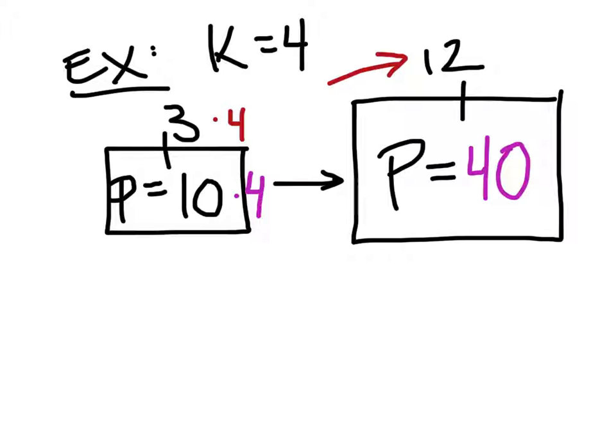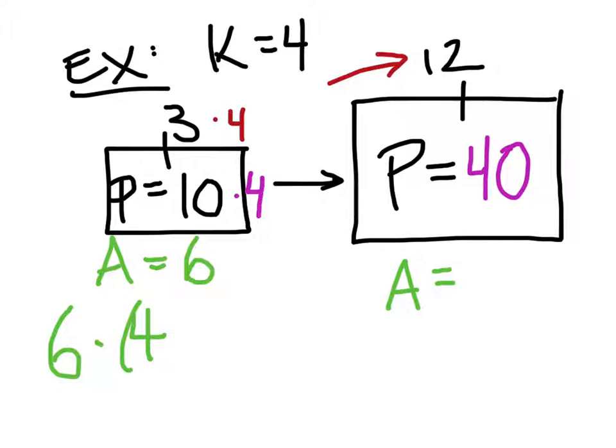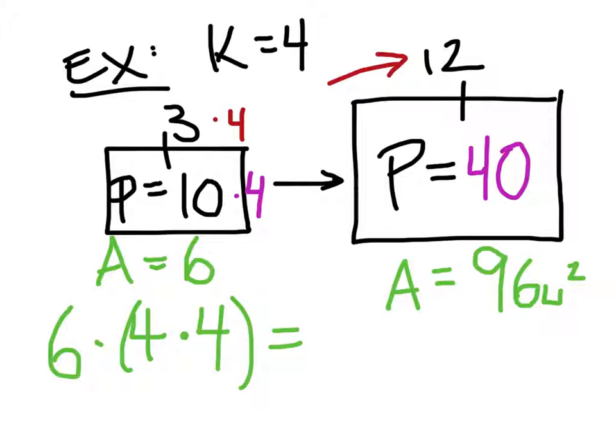Well, what about the area? Let's say, for example, that the area of this small rectangle is 6. All right? Well, if this area is 6, then what's the area of this image? Well, remember, for area, it's a little bit different. You're going to take this 6, you're going to multiply it by the scale factor, k, which in this case is 4, but you have to multiply it by the scale factor times itself. So it's the scale factor squared, and that gives you 6 times 4 times 4, and that's our new area, right? This new area here is going to be 96 units squared. Okay?